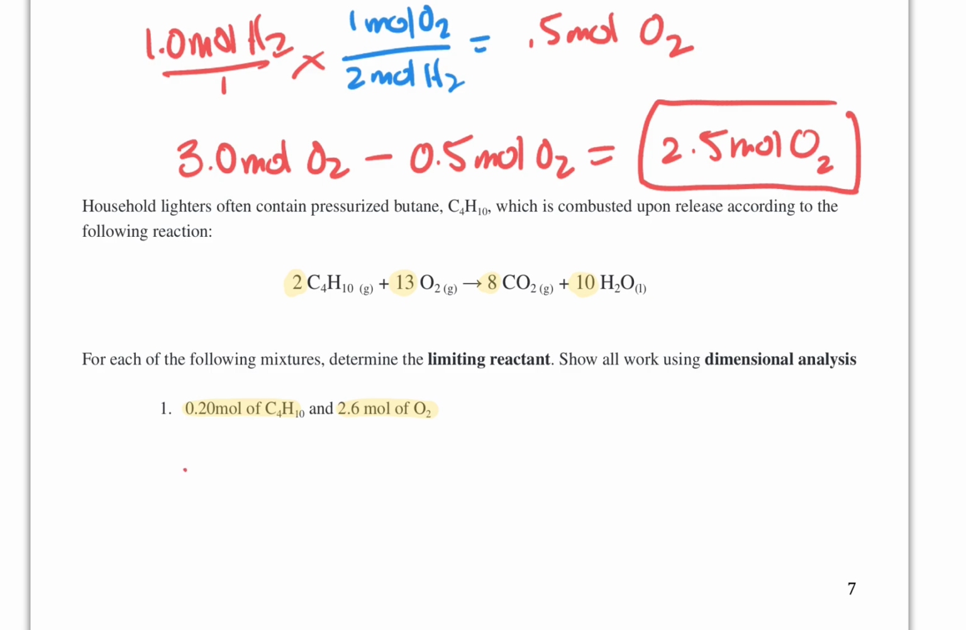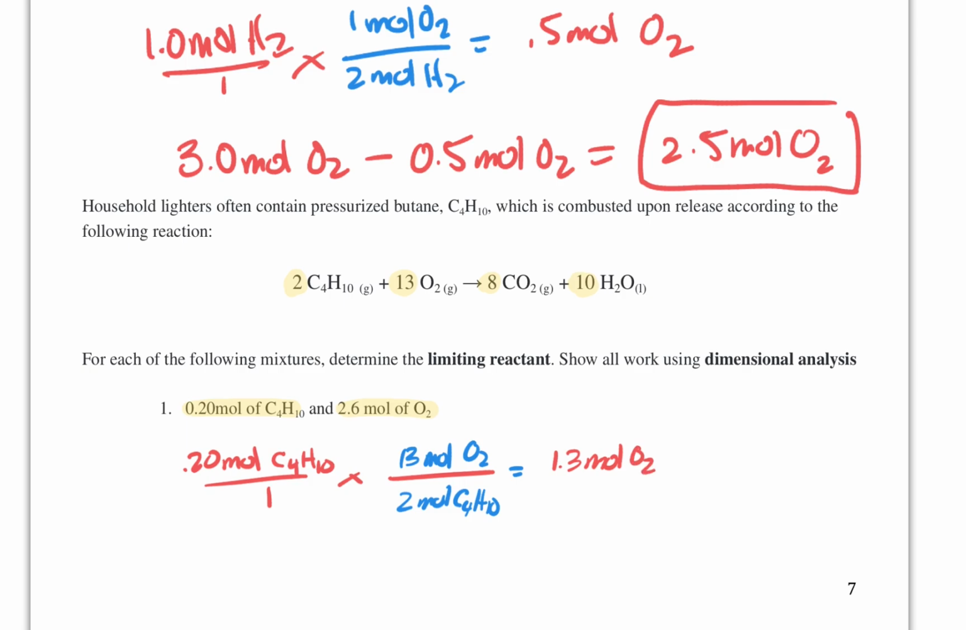Okay, so we're going to start with 0.2 moles of butane gas, and then we're going to use the coefficients from the balanced chemical equation to see that for every 2 moles of butane gas consumed in the reaction, it's going to require 13 moles of oxygen gas. This means that the reaction will require 1.3 moles of oxygen gas to completely consume all the butane. So the butane will run out first, since we have double that amount of oxygen gas present. We will not run out of oxygen gas, we will run out of butane. Butane is our limiting reactant.